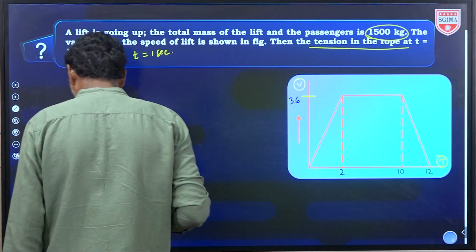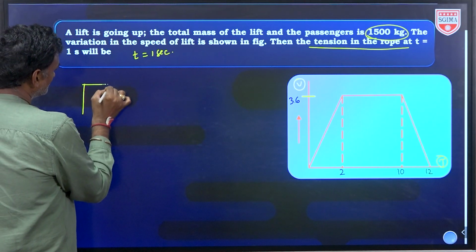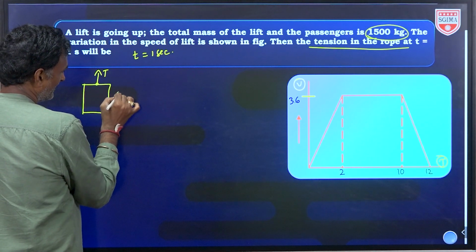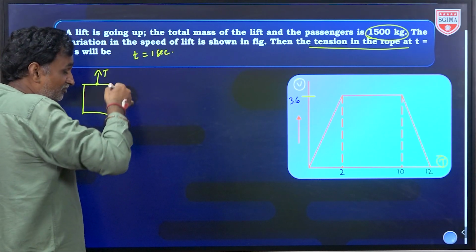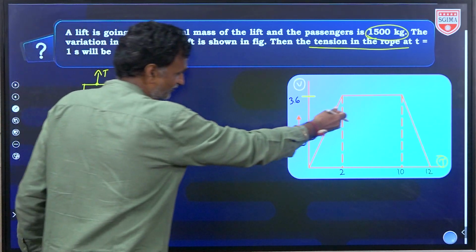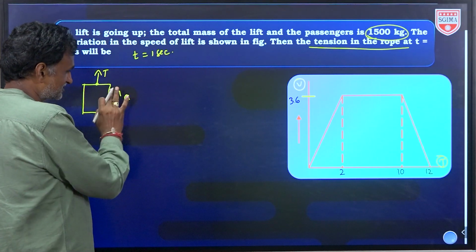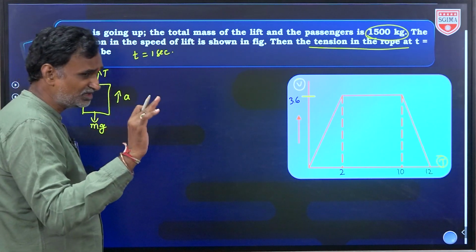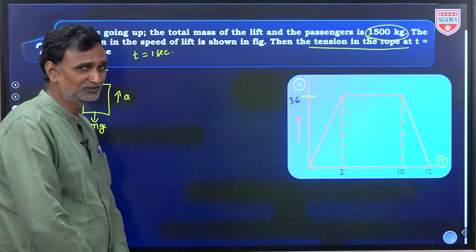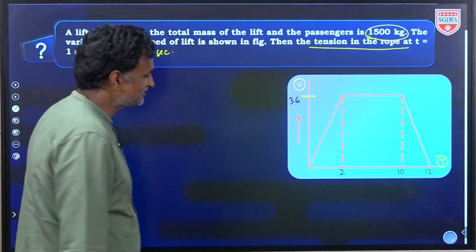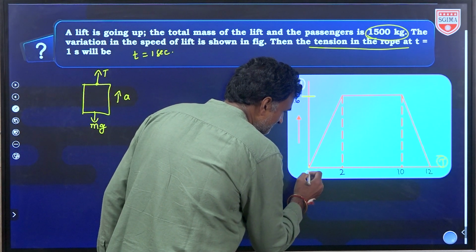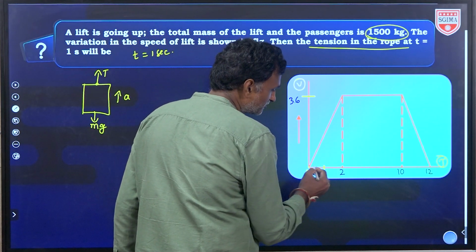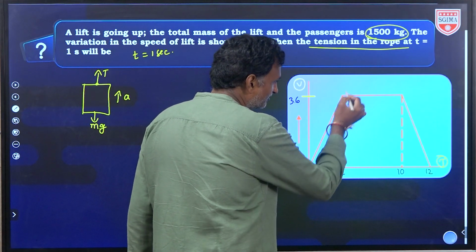First of all, we need to take the concept that the lift is moving upward. So the tension in the cable we can write as T upward, and downward mg. Whether the lift is moving upward with acceleration or not, we will find from this graph. They said 1 second, so here is 0, and somewhere here comes 1 second. From 0 to 2 seconds the line is inclined at some angle theta.